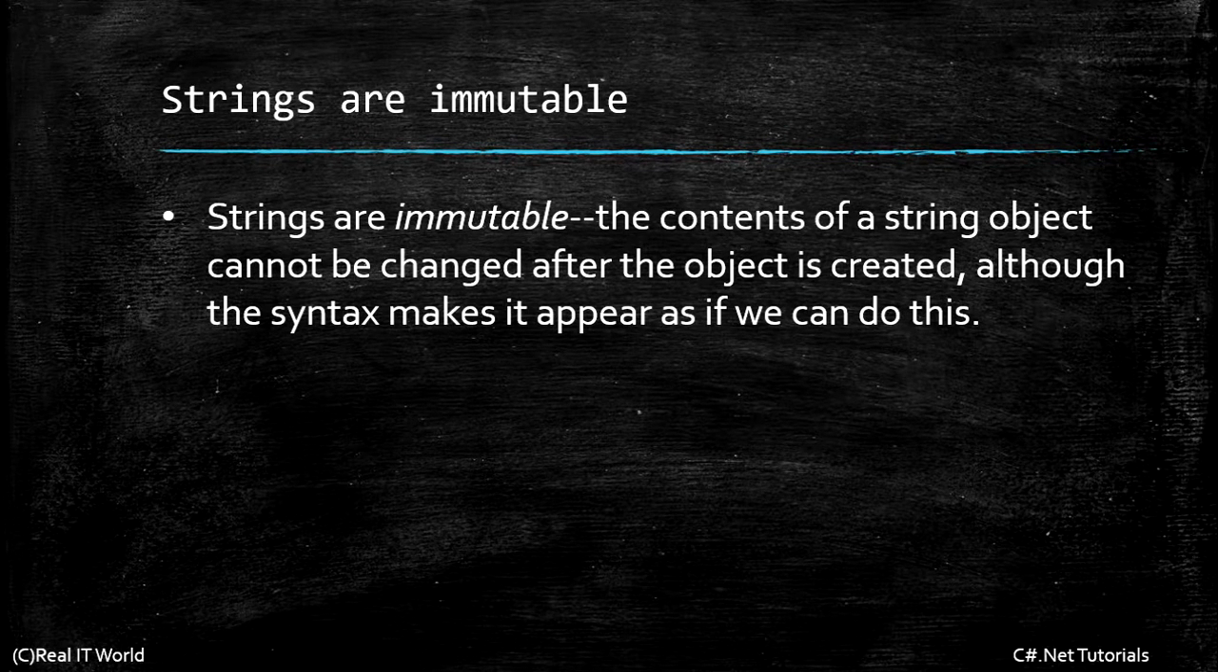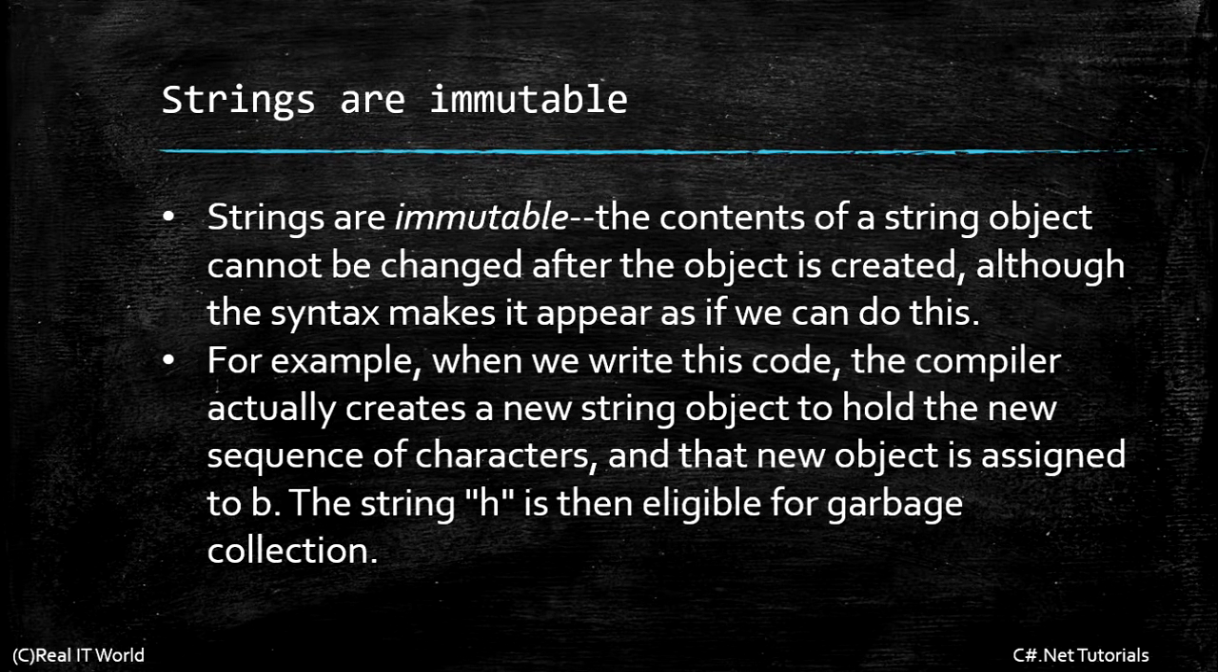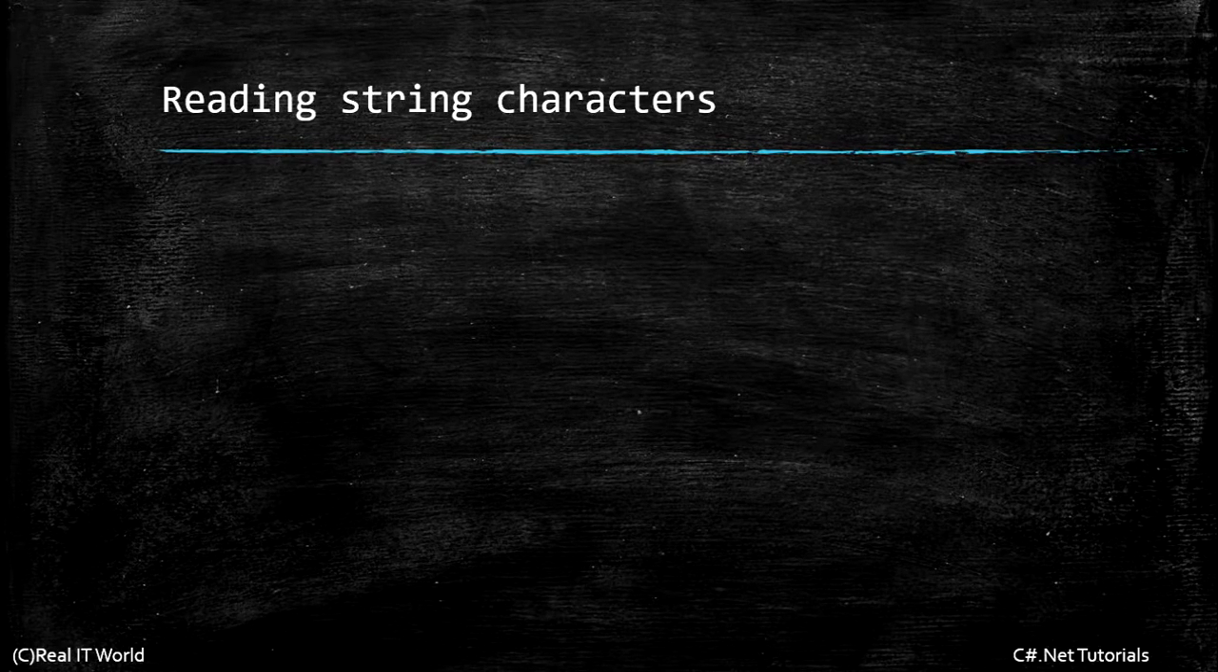For example, when we write this code, the compiler actually creates a new string object to hold the new sequence of characters. We already saw that, and that new object is assigned to b. The string h is then eligible for garbage collection. Yep, we saw this.